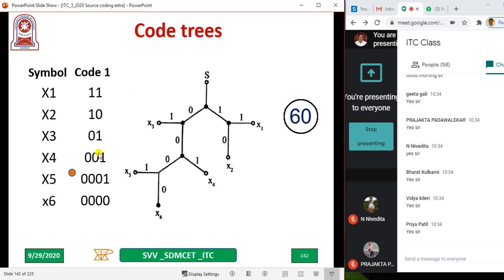Let us take one sample example. I think symbol you can take x5. Observe this carefully. See 0001, it is the x5 code. In the tree I will start from the origin, 0001. So just take a few seconds and compare.